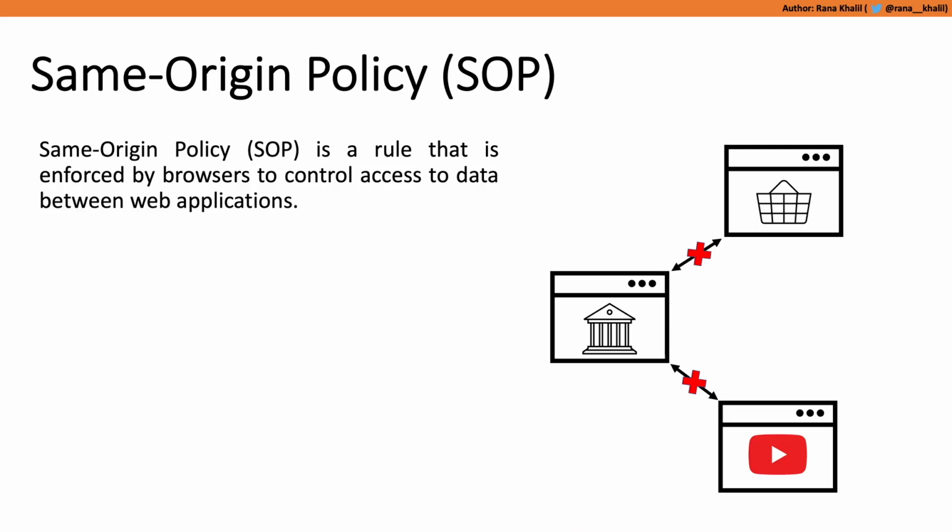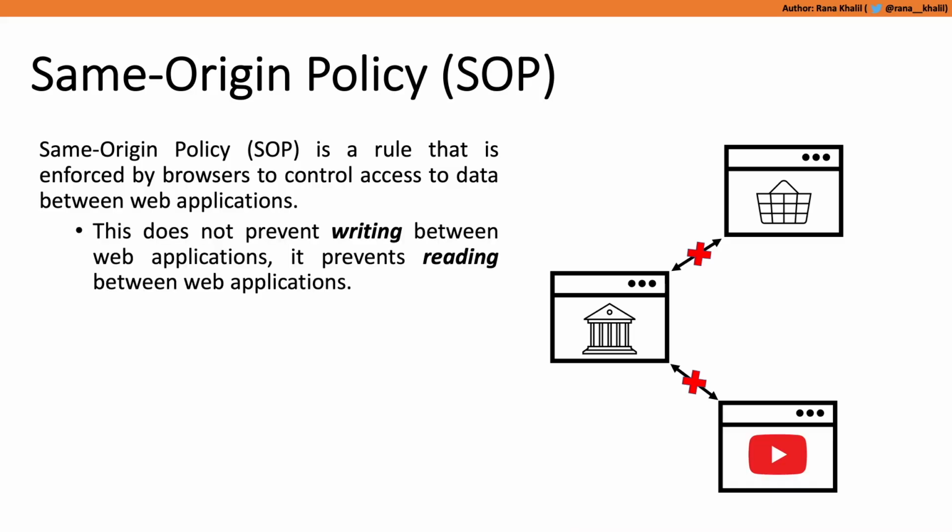Now, there's a really important distinction that you need to understand with the same origin policy, and that it does not prevent writing between web applications, it prevents reading between web applications. So in our example where the shopping application was malicious, it's still able to make a request to the banking application requesting your banking info.